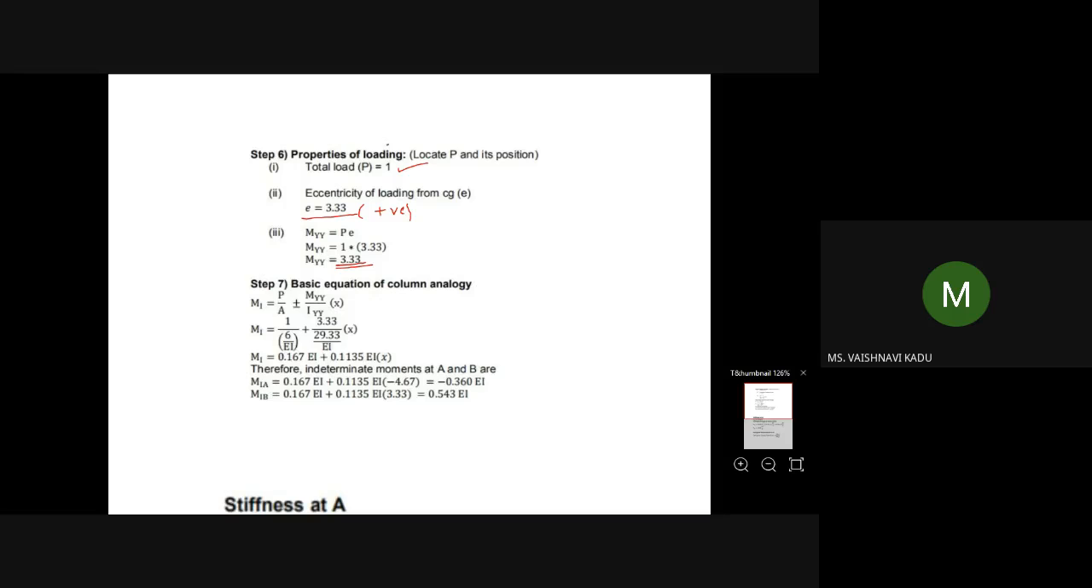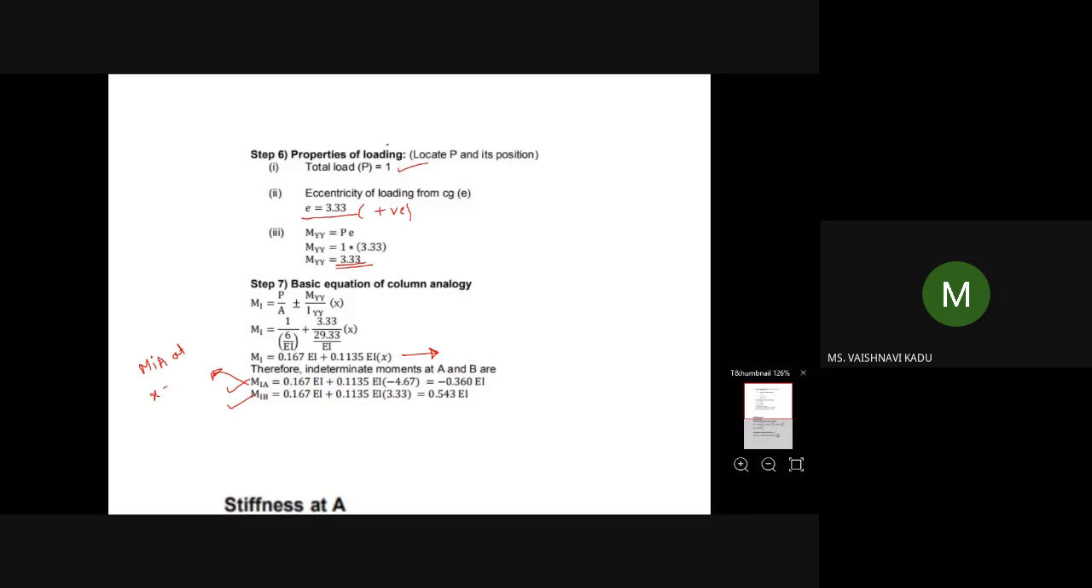Then use the column analogy equation, P by A plus this, put all these values, and you will get the equation in terms of X, 0.167 EI plus. Then find the indeterminate moment at A and the indeterminate moment at B. So what is the indeterminate moment? What is the value of MIA at X?